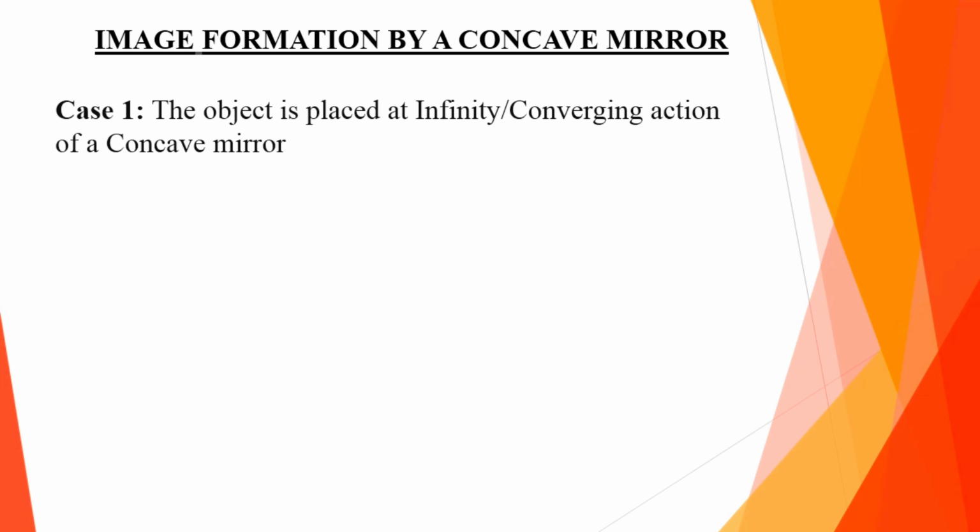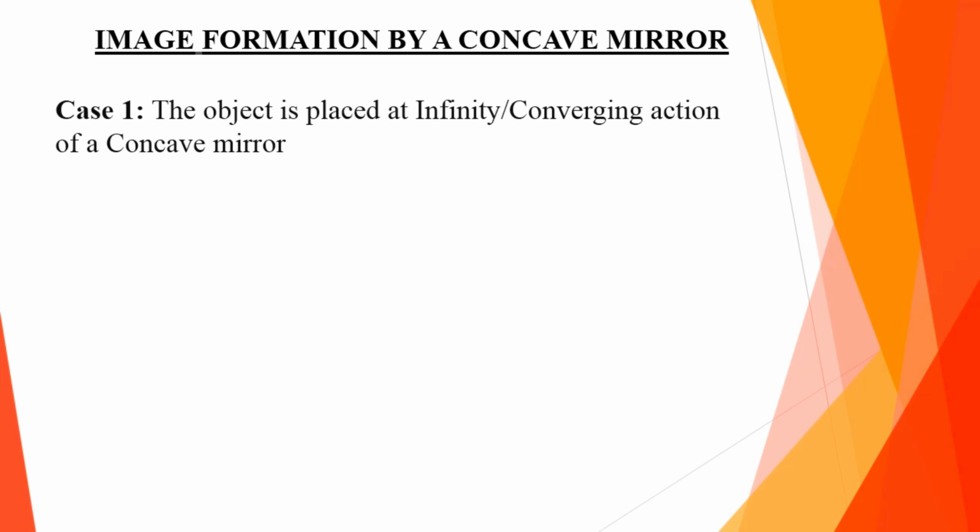Now let us discuss what kind of images are formed depending on the position of the object relative to the mirror. So there are a total of 6 cases for the concave mirror and 2 cases for the convex mirror. First, case 1 of the concave mirror: the object is at infinity. When the object is placed at infinity, what will happen?